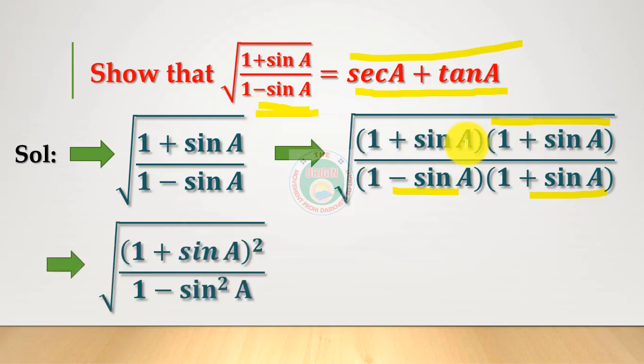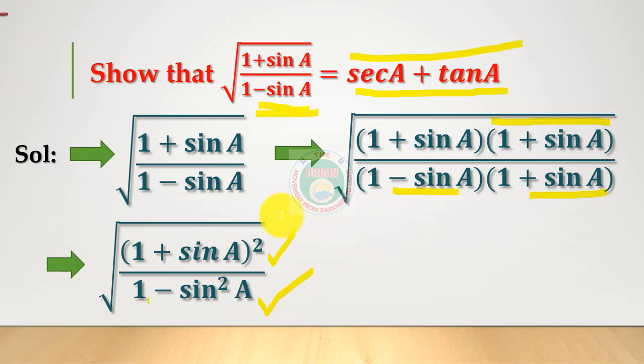Here, 1 plus sin A into 1 plus sin A is in the form (A plus B) into (A plus B), which is (A plus B) whole square. That is (1 plus sin A) whole square. The denominator, 1 minus sin A into 1 plus sin A, is in the form (A minus B) into (A plus B), which is equal to A square minus B square. Then it is 1 square minus sin square A. 1 square is 1, so sin square A is as it is written.